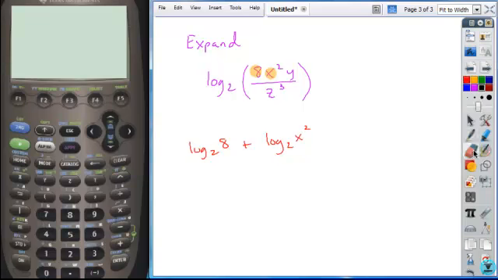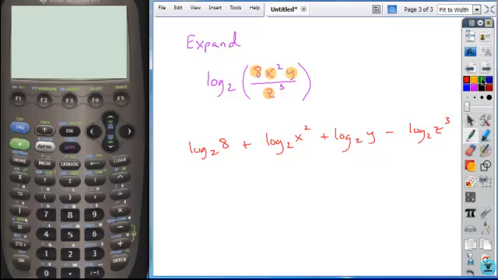Our next factor has a base of y, so that's going to be its own log. So plus log base 2 of y. And then the final factor is in the denominator. Because it's in the denominator, it becomes a negative log when we separate it. So minus log base 2 of z cubed. Okay, so that's the first step, just to write each individual factor as its own log.